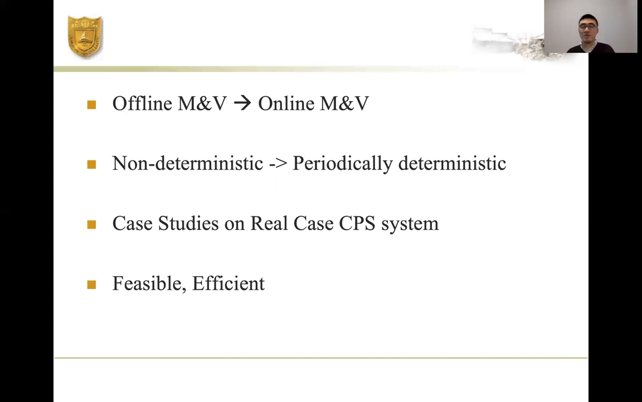Okay, so for this part, what we do is move from offline modeling and verification to online modeling and verification, and we change non-deterministic to periodically deterministic, because in the long term it's not deterministic, but in each short term it's deterministic, and we can do the checking. And we have case studies on real-case CPS systems, and it's feasible and efficient. Okay, that basically concludes our second part.